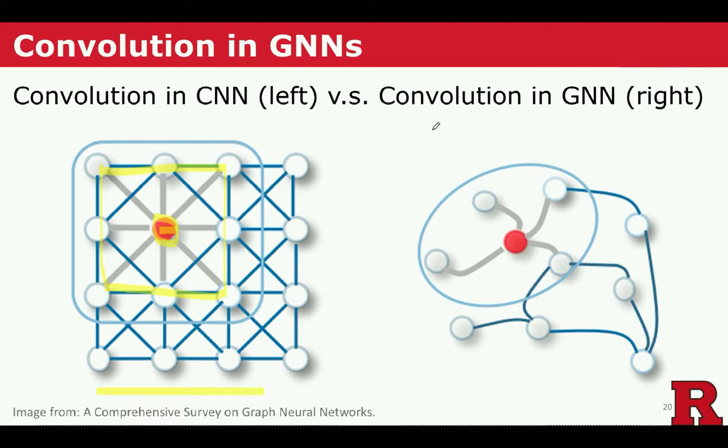Convolution in GNN is illustrated on the right. Similarly, the spatial-based graph convolution convolves the center node representation with its neighbors' representation. For example, for this red node, we have these 4 direct neighbors, one-hop neighbors. So the spatial-based graph convolution convolves the center node's representation with its neighbors' representation to derive the updated representation for this center node.